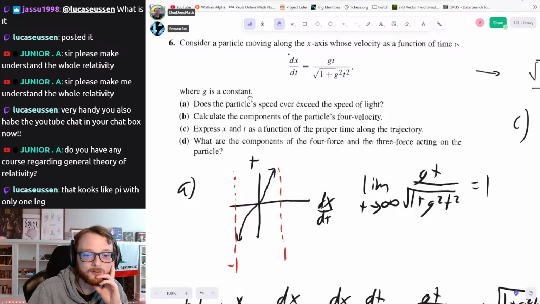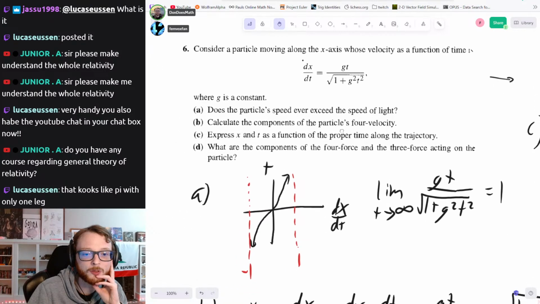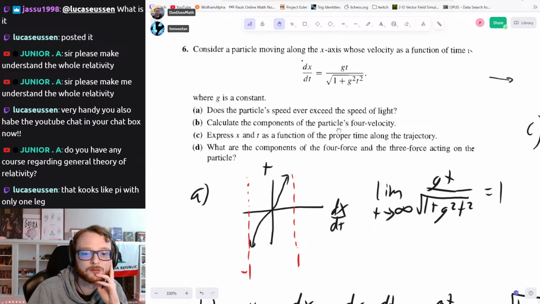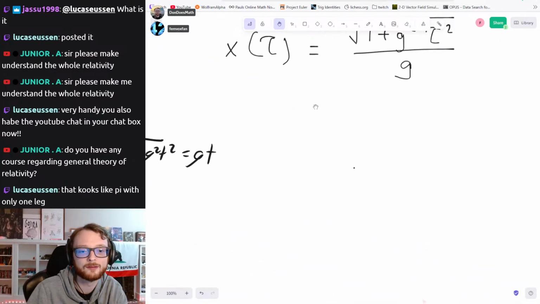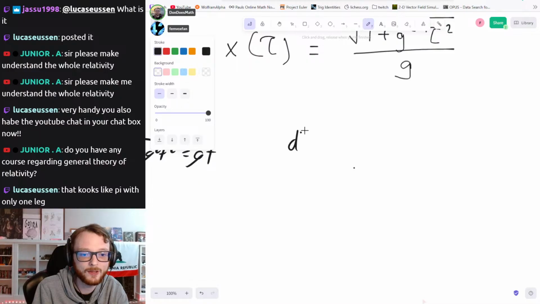For part D, they want the 4 force and the 3 force. Well, we could get the 3 force just using normal Newtonian ways, right? Like we can just take the derivative, multiply by m. Yeah. Okay. And I know there's a formula for 4 force in terms of 3 force.